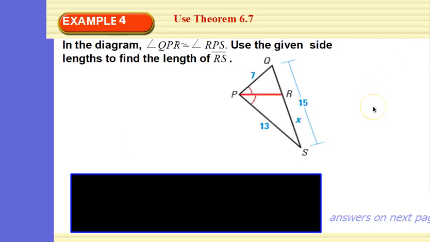In the diagram, angle QPR is congruent to angle RPS. QPR, this one is congruent to this one, okay? They are already marked. That's good. Use the given lengths to find the length of RS. All right, so RS. We're looking for RS. All right, so what do we know? We know that QR is what? What is QR?